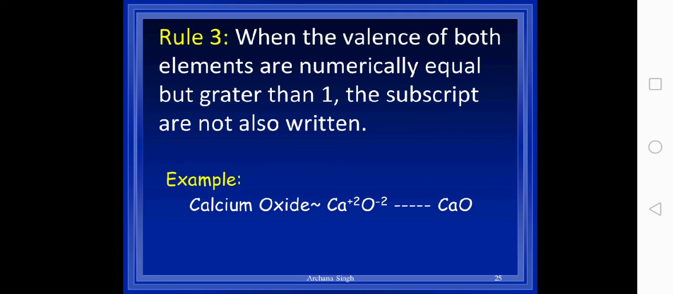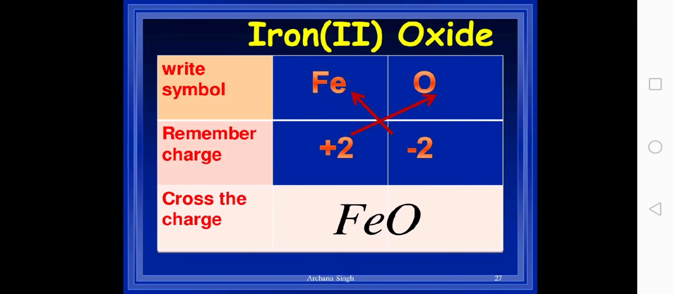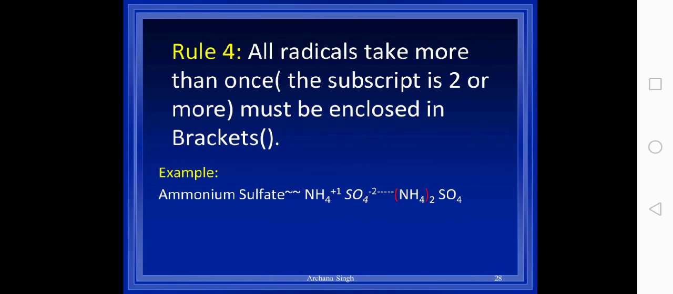Rule 3, when the valencies of both elements are numerically equal but greater than 1, subscripts are also not written. Like 2 plus 2 minus, no need to write because same charges. 2 plus 2 minus, FeO, in the case of this, no need to write. And rule 4, when radicals are taken more than once, the subscript is 2 or more, and must be in closed brackets. This is the rule about parentheses.